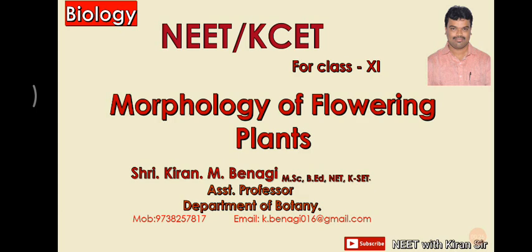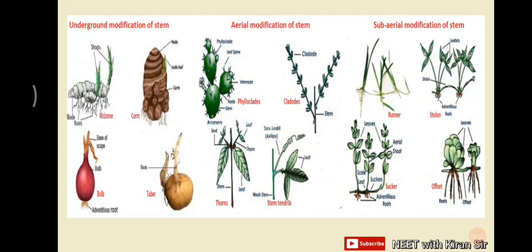So we are on the topic morphology of flowering plants, that is synopsis part 2. In the previous video we came across the introduction part as well as root and its modification. Then we begin with the stem. The stem is nothing but the upper part of the plant body. You can say the part of the plant which grows above the soil surface, which is positively phototropic and negatively geotropic.